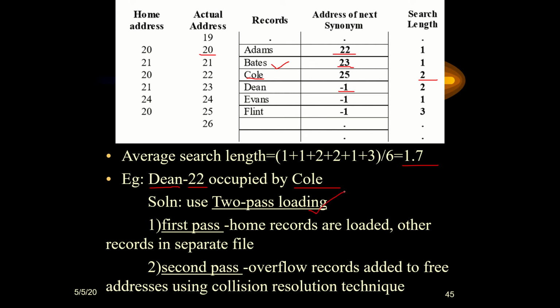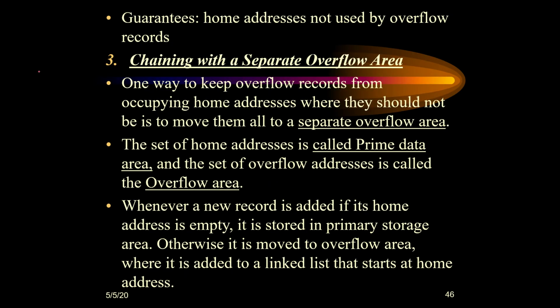The solution for this problem is two-pass loading, where we have mainly two passes. In the first pass we try to load only the home records into the home addresses, and in the second pass we try to insert the overflow records into the addresses which are available. Now, by using this two-pass loading, I am able to avoid the confusion of overflow records occupying my home address. So this is what is guaranteed by my technique.